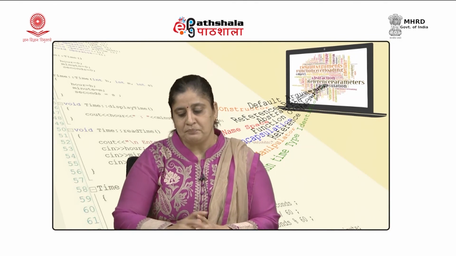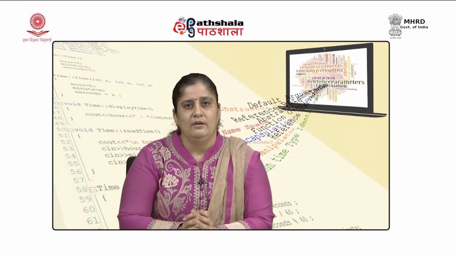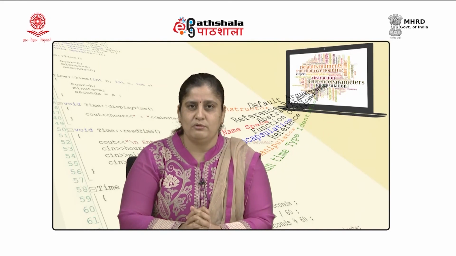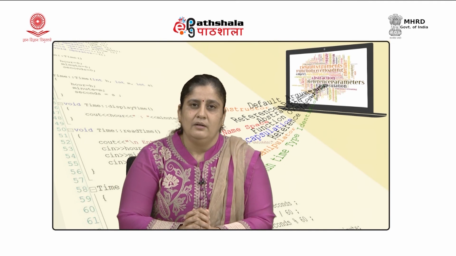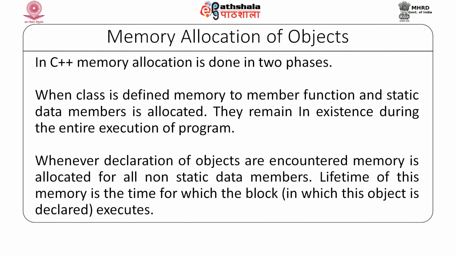Now, let us have a look at the memory allocation aspects of classes. In C, you know how the memory is allocated for the variables. Every data type has its fixed defined amount of memory that can be allocated to it. Integer gets 2 or 4 bytes depending on the machine, character gets 2 bytes or 1 byte depending on the machine, and so on and so forth.